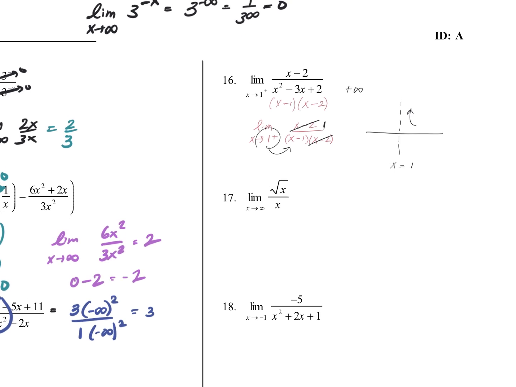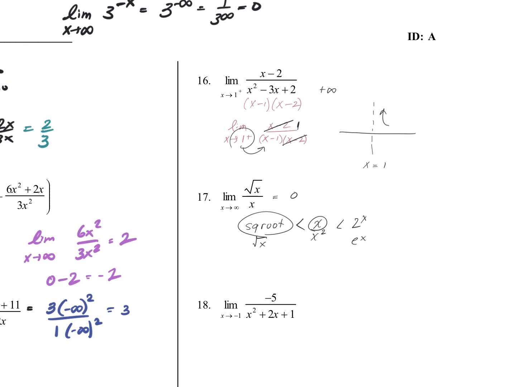This is a growth rate problem, okay, because remember, it goes square root, the slowest, then we've got polynomial, so x squared, and then we have exponential, 2 to the x, e to the x. So this versus this is going to go to 0. The bottom's growing faster. If you wanted to, you could look at exponents, but I don't know that that's going to help you.